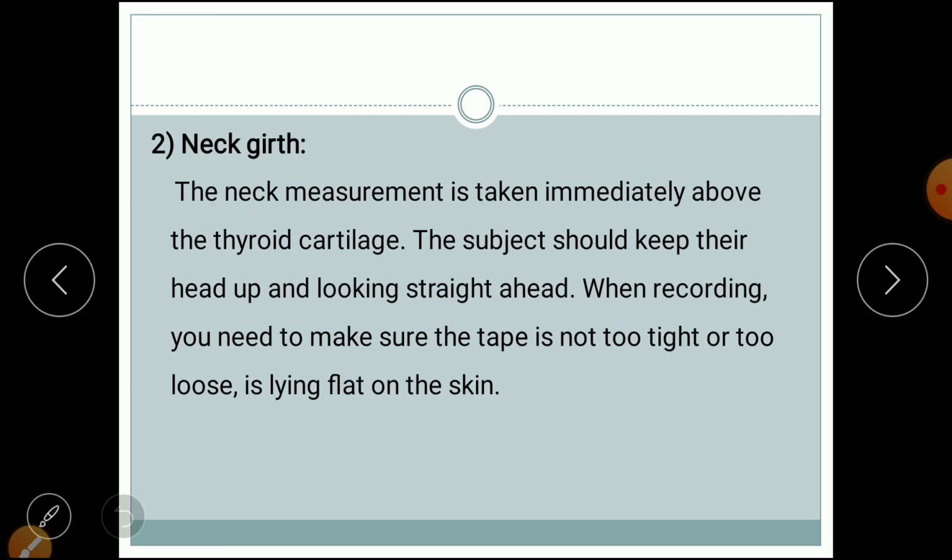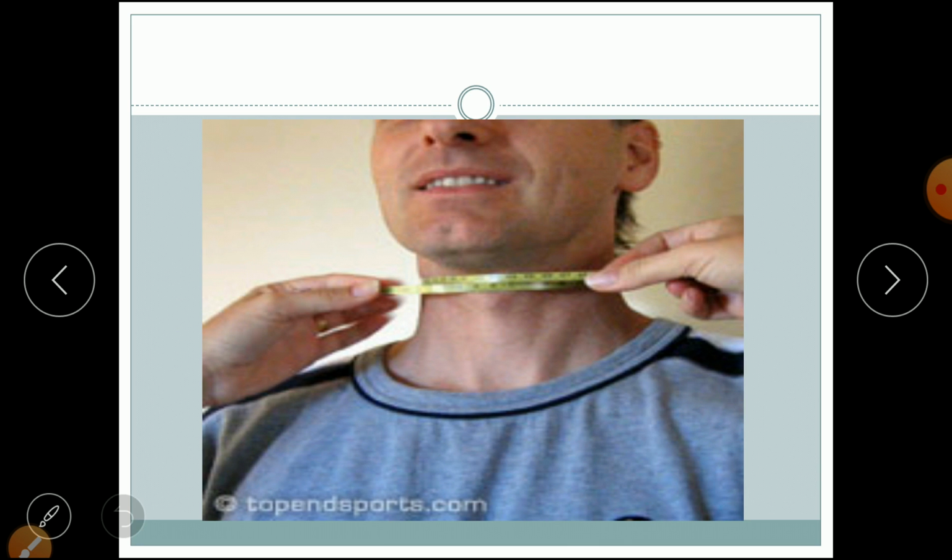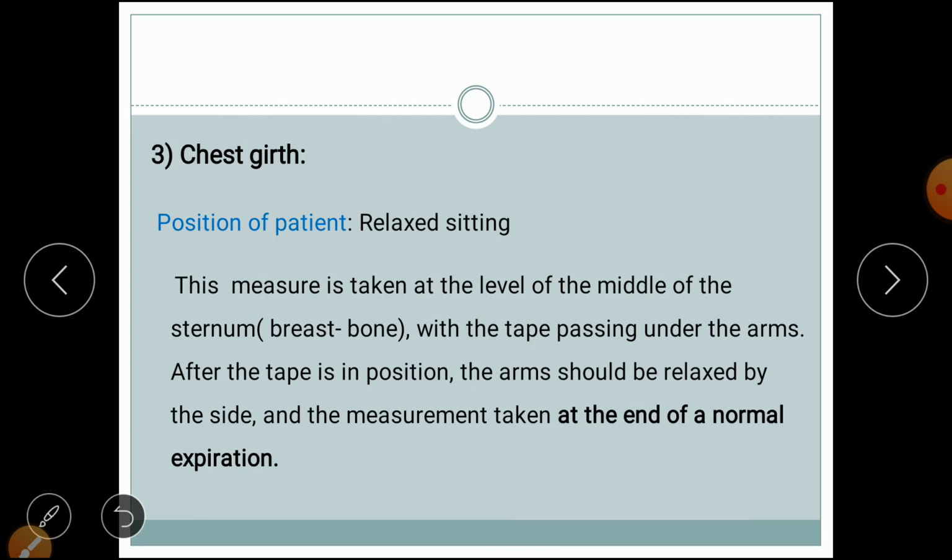Second is neck girth. The neck measurement is taken immediately above the thyroid cartilage. The thyroid cartilage in our neck, just above that you have to point, and around that take a circumference measurement like this. Okay, so this is our thyroid cartilage. Above that you have to measure.